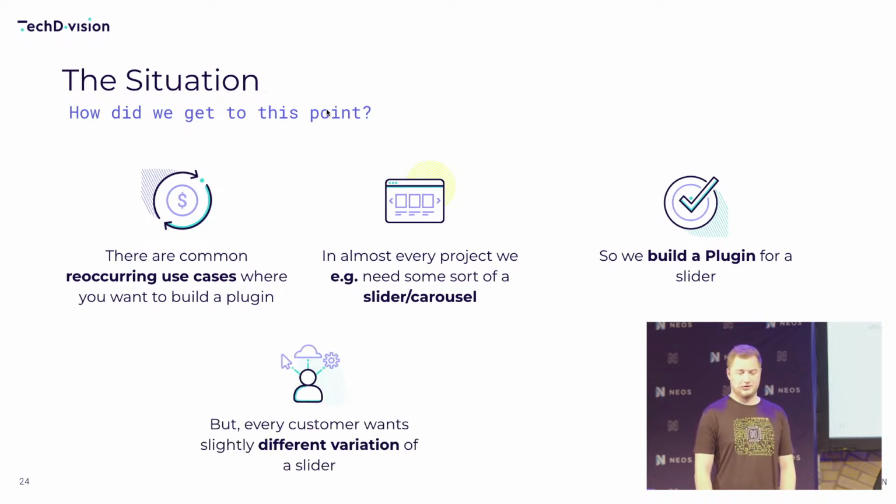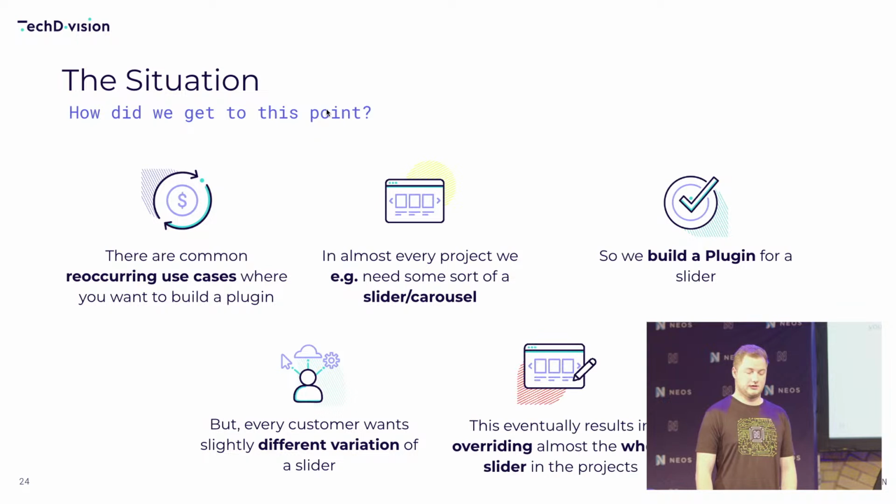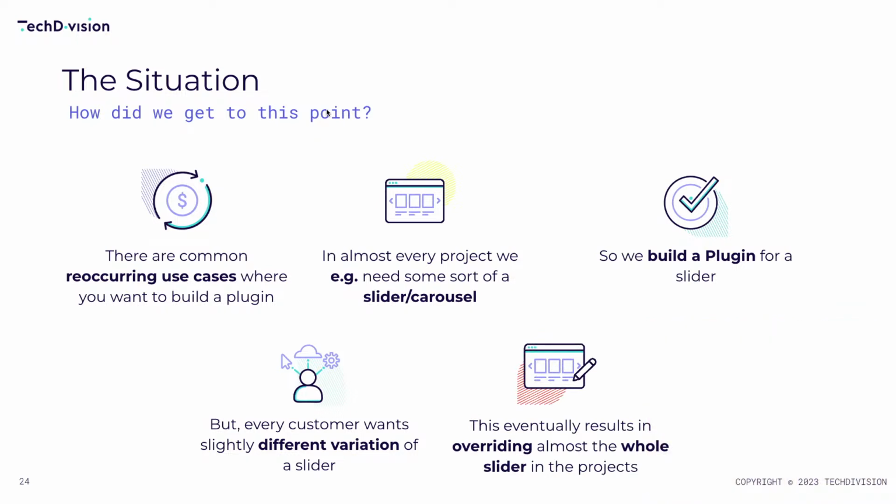But now the problem is that every customer wants a slightly different variation of our slider. And this eventually results in overriding almost the whole plugin in each customer just to cover all the super special use cases of your customers in the plugin. So you have plugins, but you override half of the plugin or the whole plugin. So what's the point of the plugin anymore?